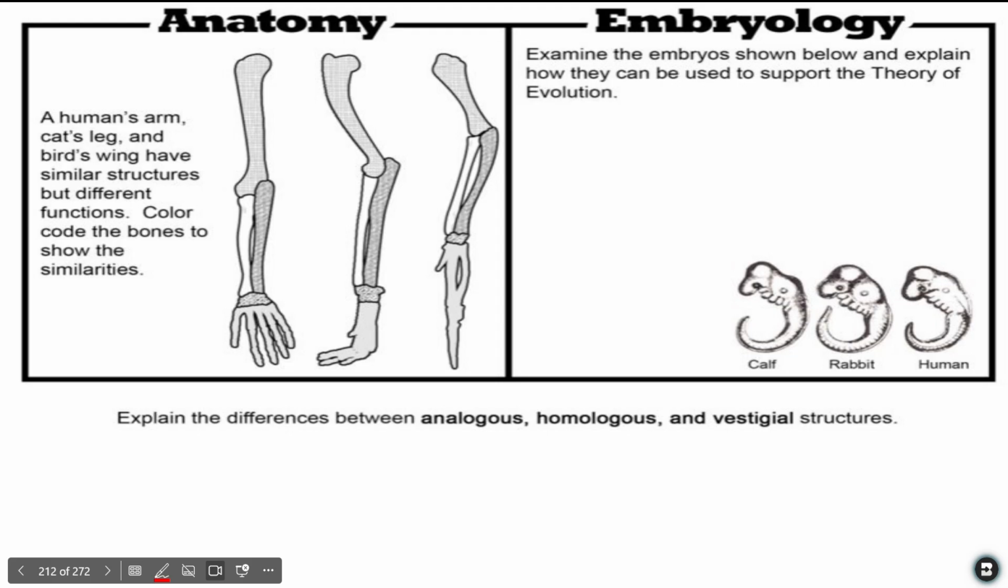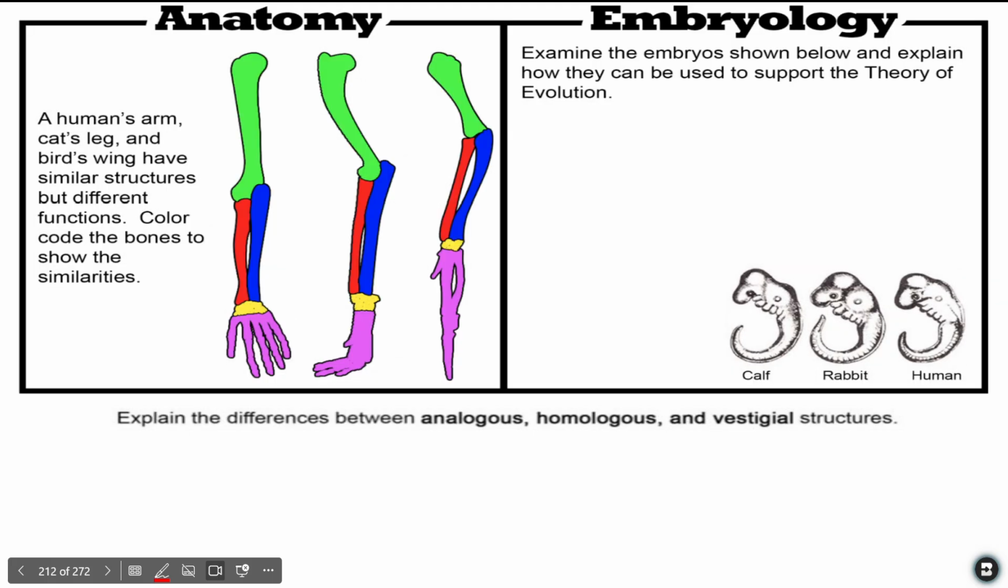Okay, so now on the bottom of page 16, using your yellow, blue, green, and red colors, we're going to color in your homologous structures. Again, these are called homologous structures. And they're homologous structures because we see the presence of green in each one of these arms. So this is a human arm.